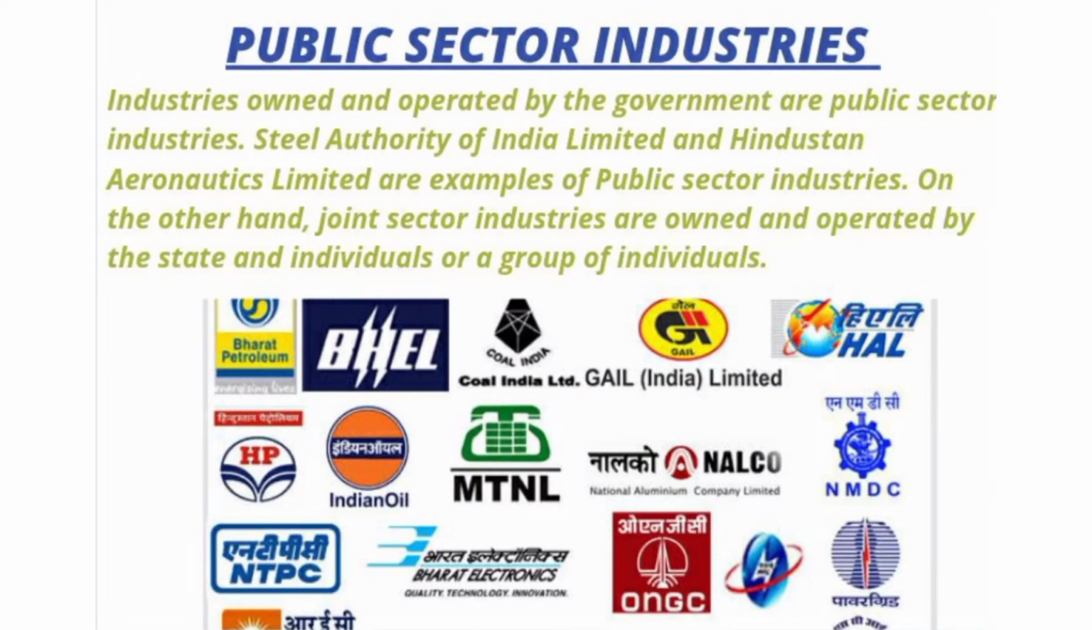Public sector industries. Industries owned and operated by the government are public sector industries. Steel Authority of India Limited and Hindustan Aeronautics Limited are examples of public sector industries. On the other hand, joint sector industries are owned and operated by the state, an individual, or a group of individuals.